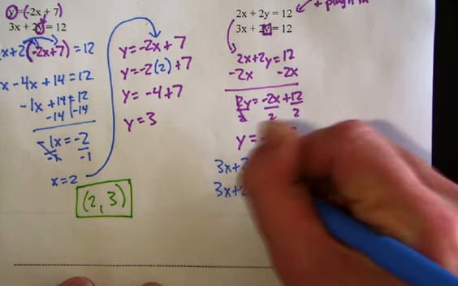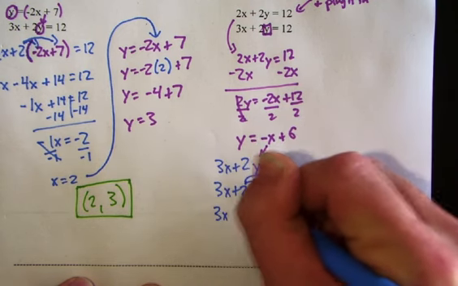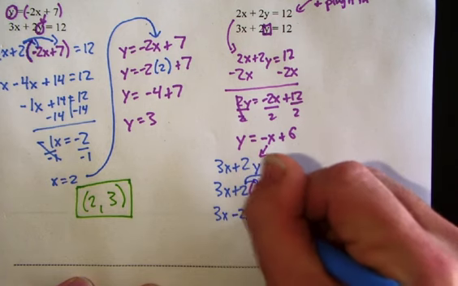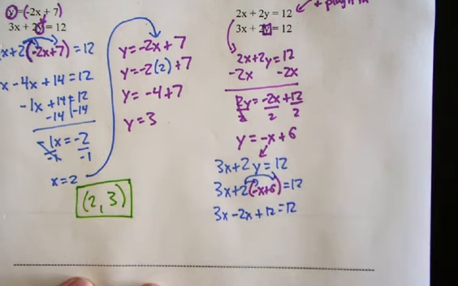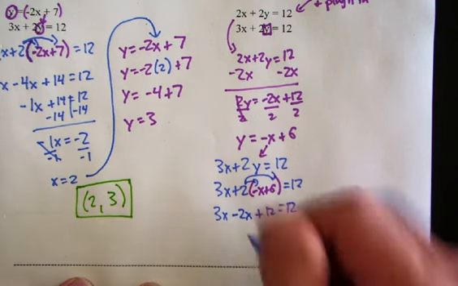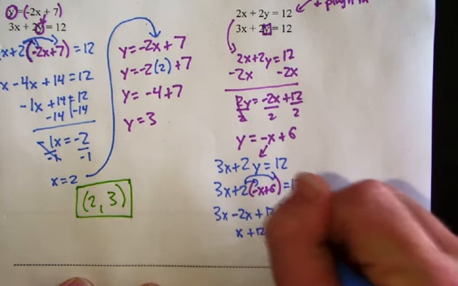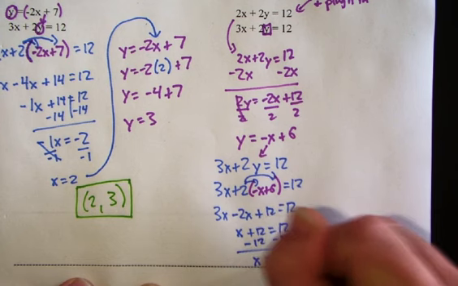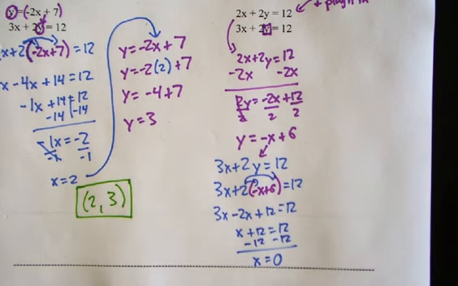We're going to distribute. 2 times negative x is going to be minus 2x. 2 times positive 6 is going to be plus 12 equals 12. All right? Combine like terms, we get x plus 12 equals 12. Subtract 12 from both sides, we get x equals 0. So now we have x equals 0.